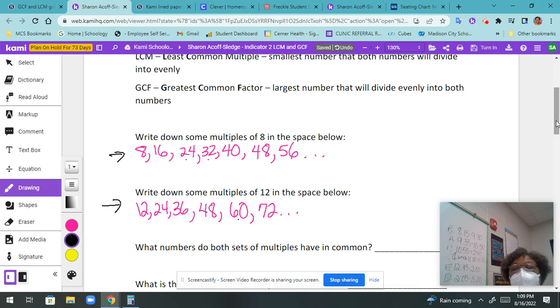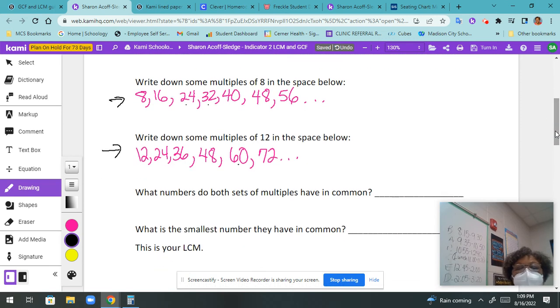So now let's find the numbers that both sets of numbers have in common. So what do they have in common? What's the first number you see that appears here and here? 24. What's another number that appears here and here? 48. So we see that there are several multiples. So 24 and 48 are common multiples. Okay, so we said 24 and 48. That's what you want to write right there.